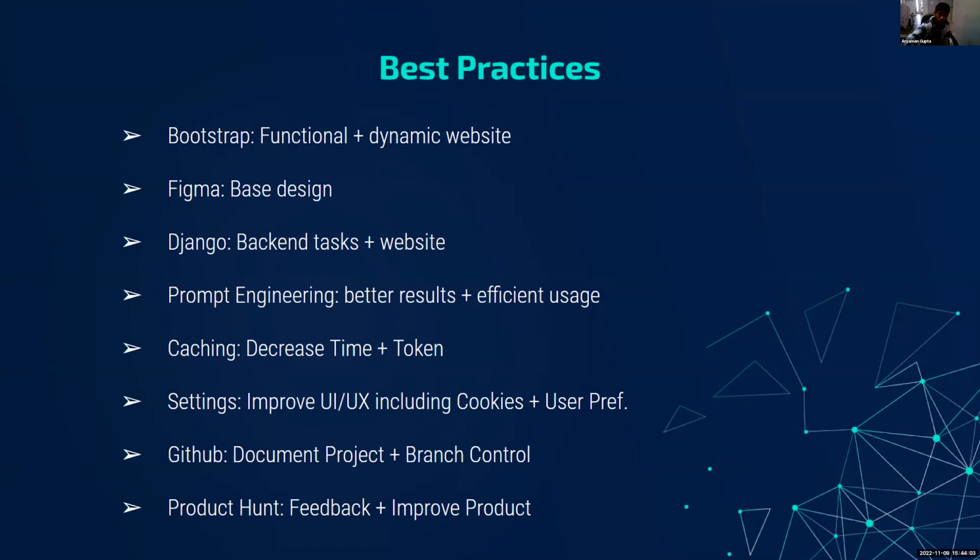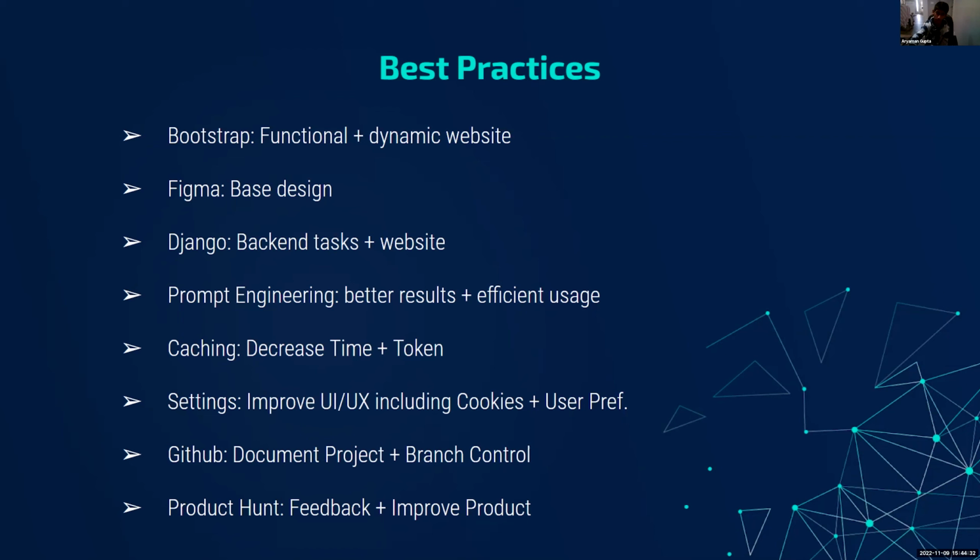So we employed a lot of different best practices in making our product a professional level product. In order to get the first sketch, the first design of our website, we used Figma, as that's the best practice. After that, we converted this Figma design into Bootstrap and then added more to it to make a functional, dynamic website that looks appealing. And we used Django and JavaScript to run the backend tasks and make the website fully functional.